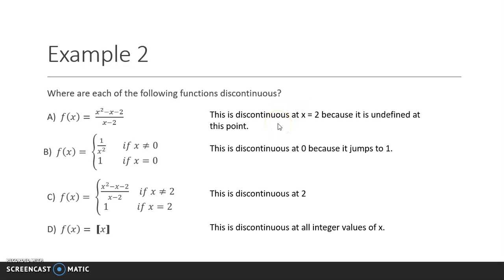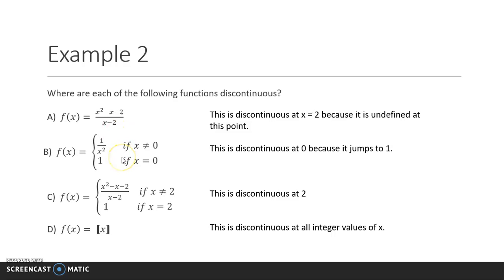In part A, it's discontinuous at x equals 2, because if I put in a 2 here, I'm going to be dividing by 0, which is not allowed. So this function is undefined at this point. So I can't do f of 2 here.